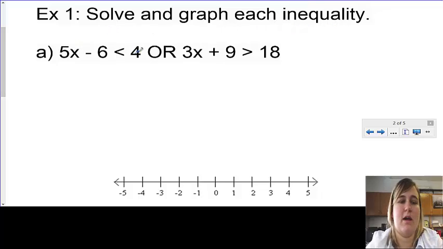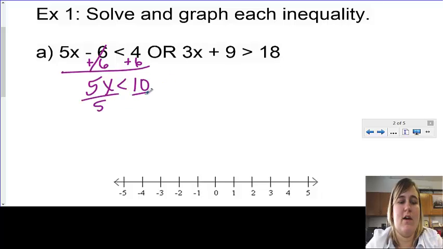So I'm going to start by getting x by itself on this first one. To do that, I have to add 6 to both sides. So I get 5x is less than 10. Then I need to divide by 5 on both sides. So I get x is less than 2.